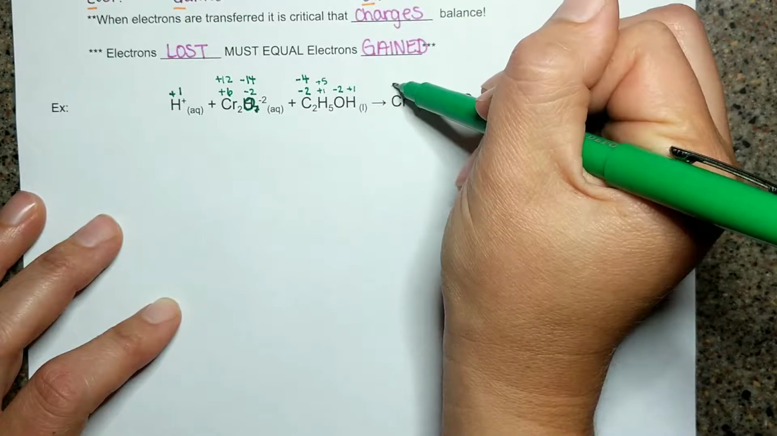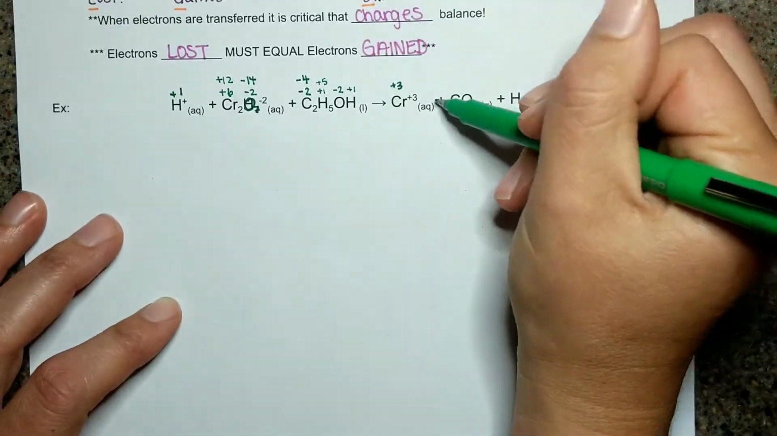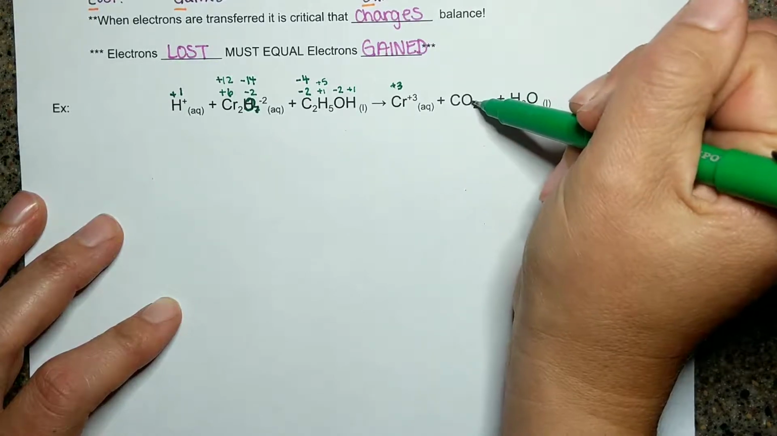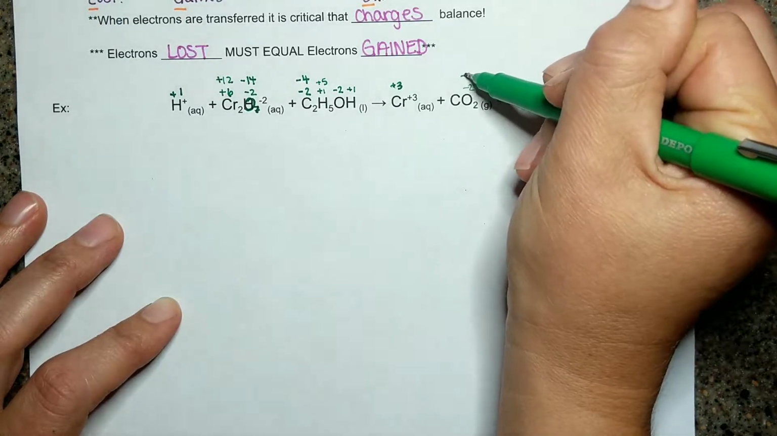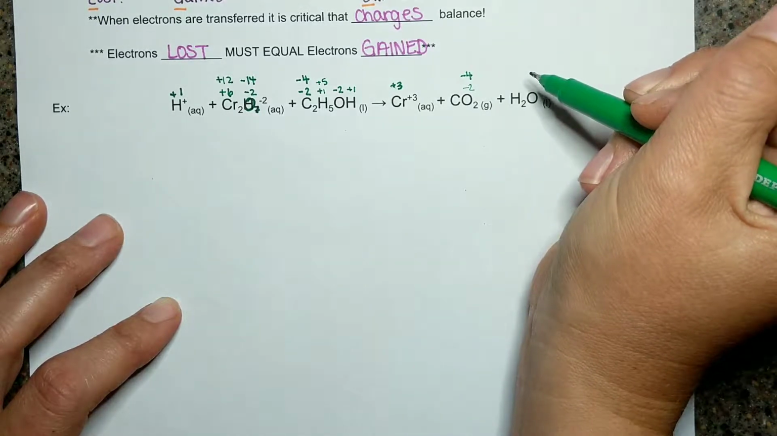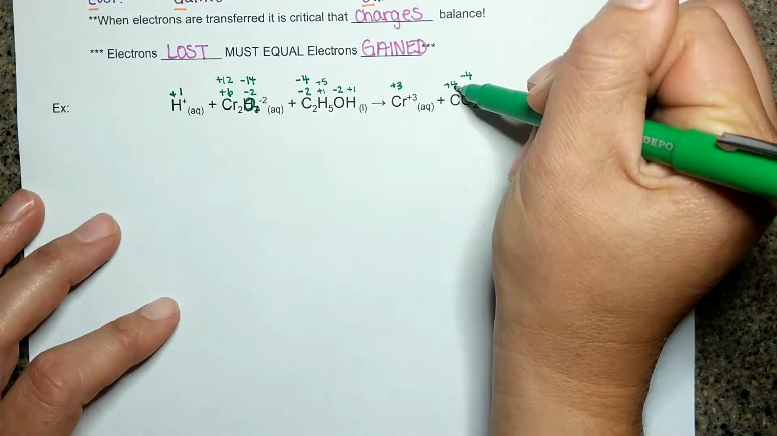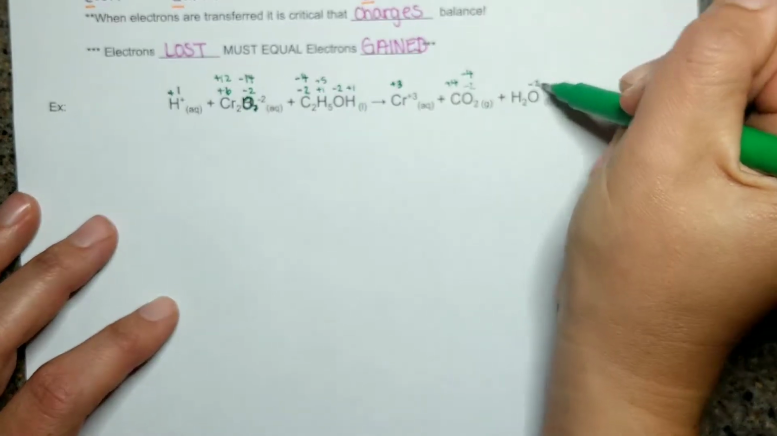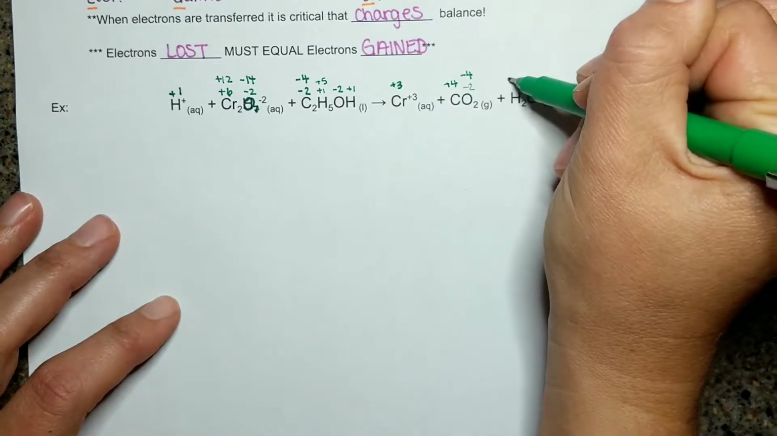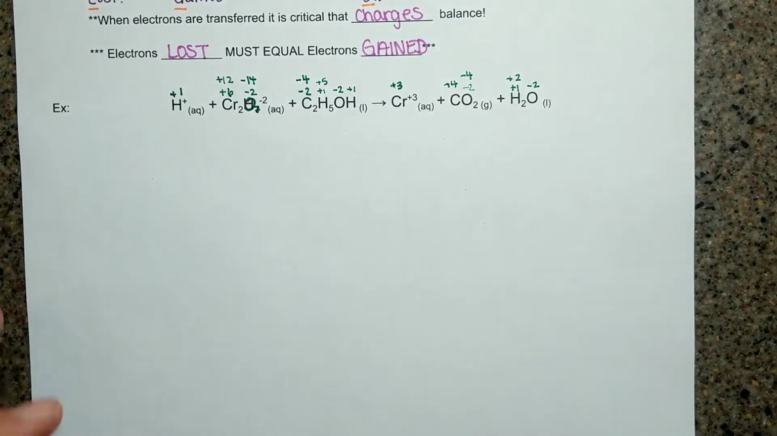Chromium is an ion, so that has a charge of +3. Carbon dioxide, oxygen I know is a charge of -2. I have 2 of them, so that gives me an overall charge of -4. That means carbon must contribute a +4 charge here to balance out my molecule. And then water, oxygen has a charge of -2. Hydrogen must contribute a total charge of +2, and I know that each hydrogen is +1.